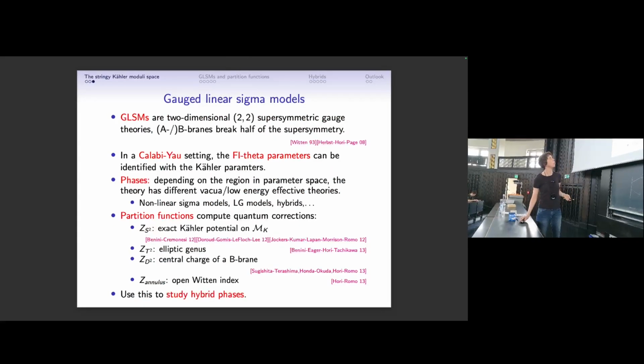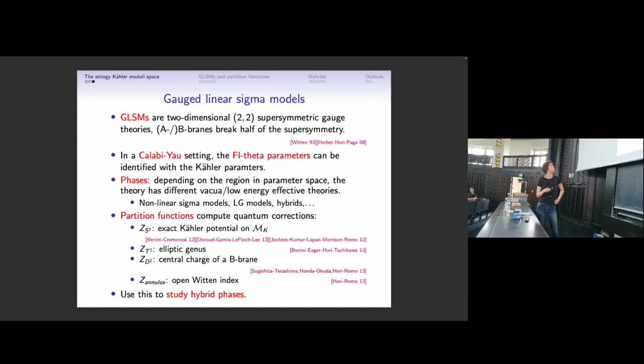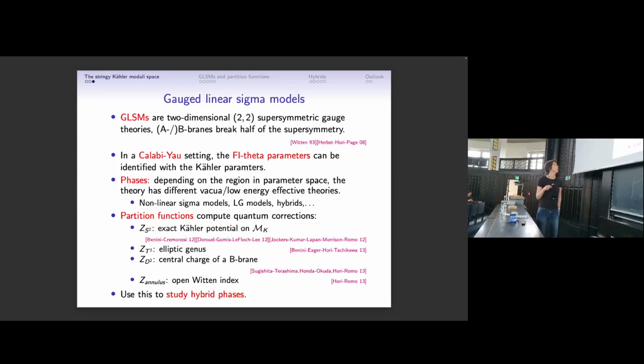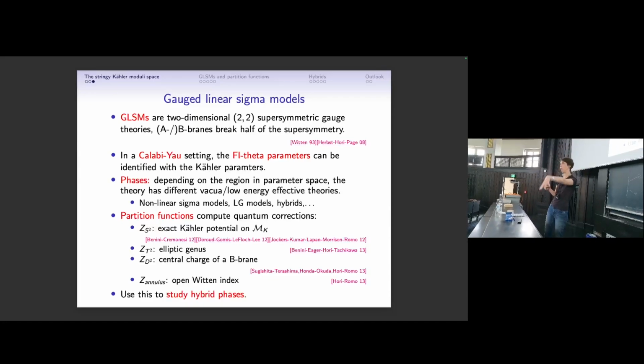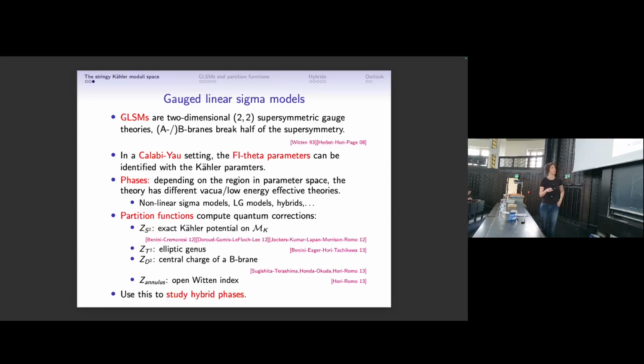So my main tool today will be the gauged linear sigma model. Just to summarize, there will be a more technical summary as well. GLSMs are (2,2) two-dimensional supersymmetric gauge theories, and we can also understand branes in them; B-branes are the ones that I'm going to talk about today. The reason why the GLSM is useful for these questions is that it comes with coupling parameters, the FI and theta parameters, a complex parameter, and they can be identified with the Kähler parameters. So the GLSM sees the full global structure of the Kähler moduli space, and you can study the GLSM at different couplings, and then you will have a low energy effective theory that corresponds to the limiting regions that we're interested in. This is called the phases of the GLSM.